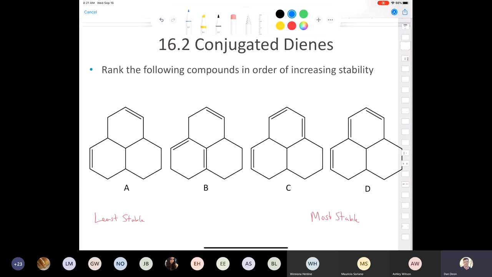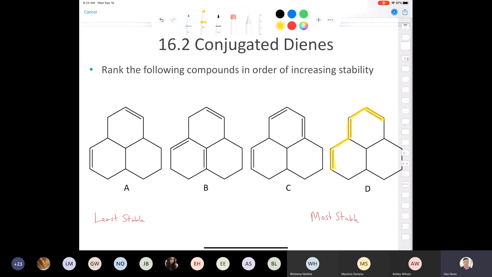Okay, so could anybody tell me which one of these would be the most stable, A, B, C, or D? Which one of these do you think would be the most stable? Somebody said D. Yeah, a couple people said D. Yeah, I would go with D as being the most stable because you can see that all the double bonds are fully conjugated, right? 1, 2, 3, like that. So that's definitely going to be the most stable.